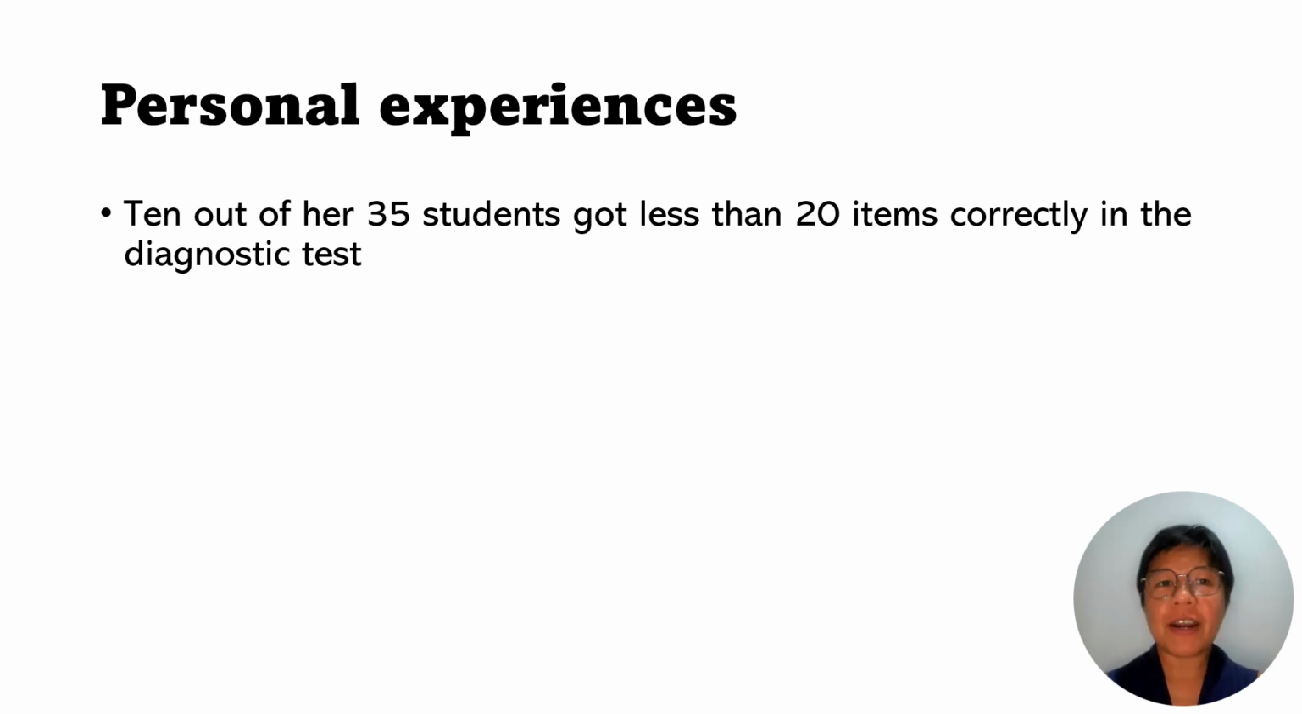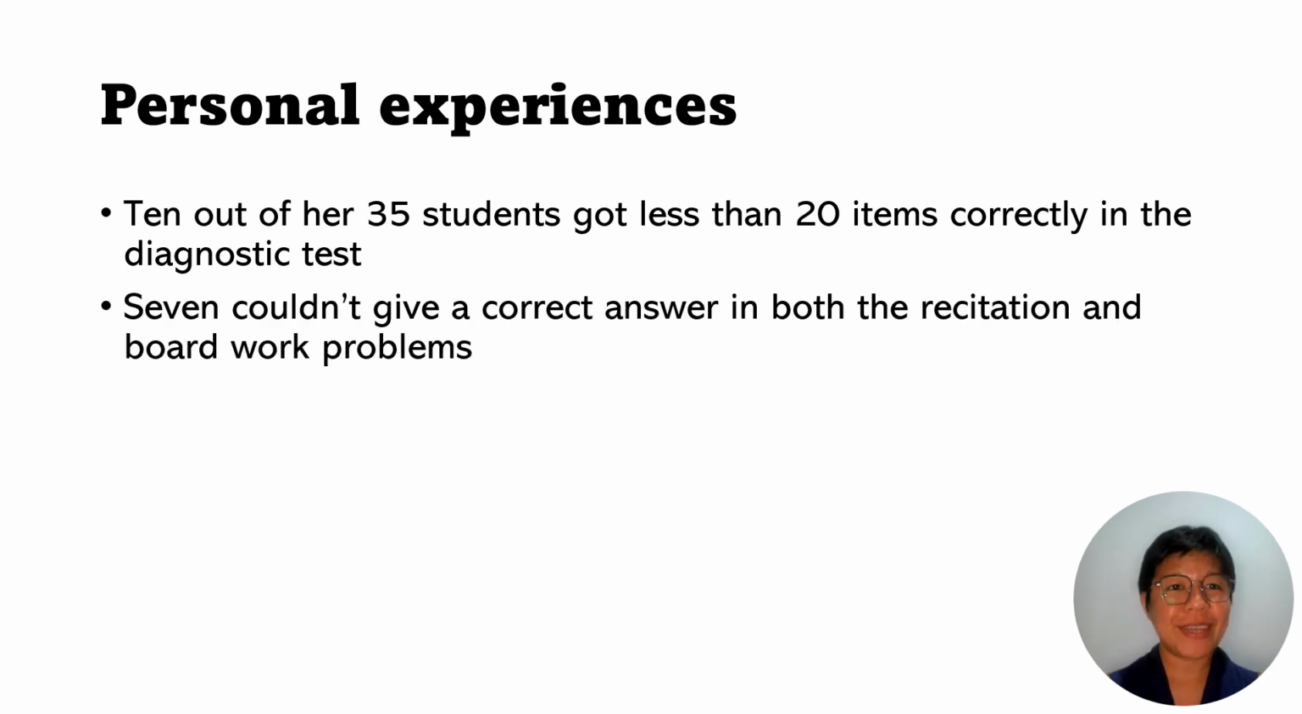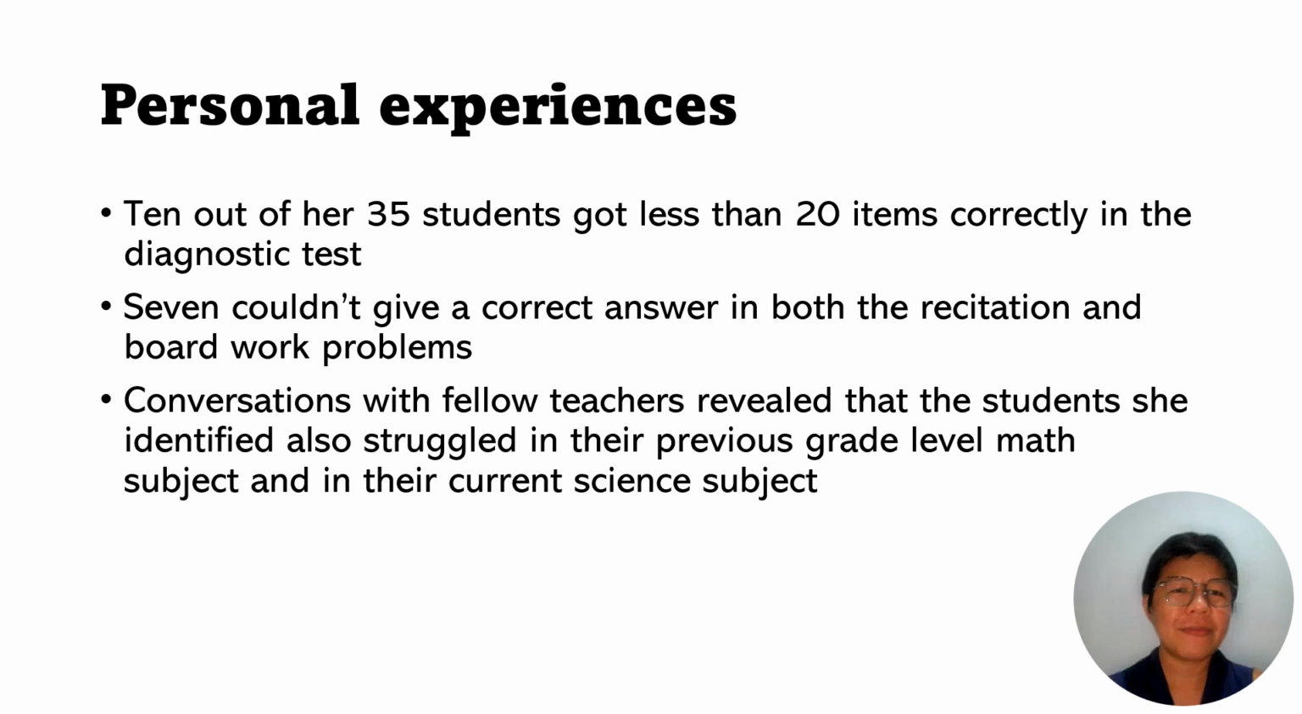First, results of her 50-item diagnostic exam revealed that 10 out of her 35 students got less than 20 items correctly. Second, among the 10 students who scored very low in the diagnostic exam, she found 7 who couldn't give a correct answer in both the recitation and board work problems. Third, conversations with fellow teachers revealed that the students she identified also struggled in their previous grade level math subject and in their current science subject.